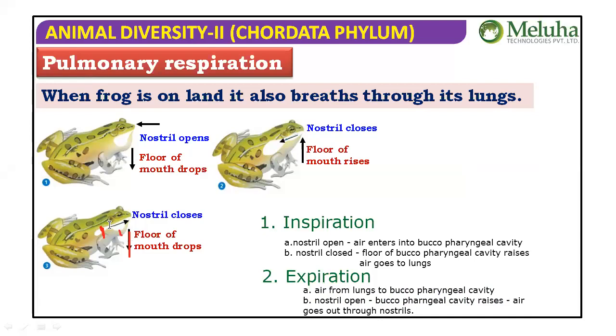Okay, what is the next step? Floor of mouth drops. Glottis open. Air enters into the buccopharyngeal cavity. Okay, from there, how will it come out? That is important. So nostril open, buccopharyngeal cavity again raises. Air goes out through the nostril.